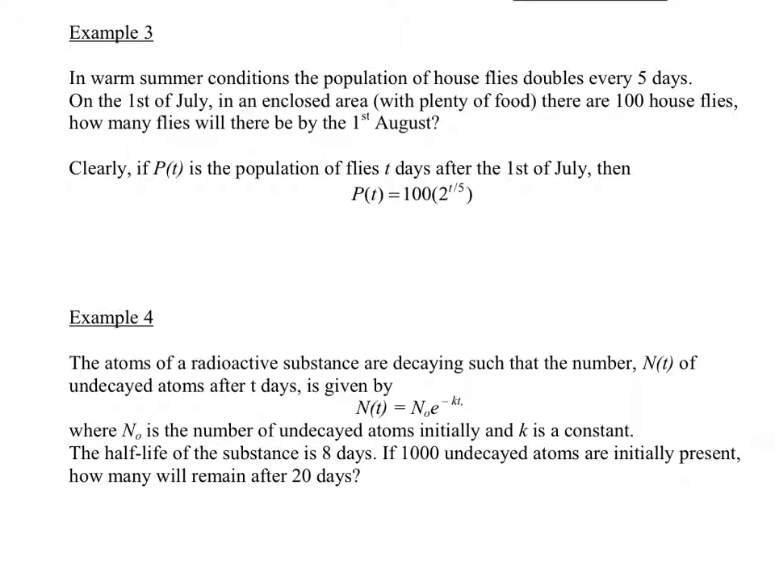In any case, July has 31 days, so you would replace the t in that equation with 31. So you'd have 100 times 2 to the power of 31 over 5, and that would give you the population of flies. They multiply rapidly in summer, so you'd have over 7,000 flies by the 1st of August. That's assuming that it continues to double all the way through July. That might not be realistic, because in reality they might run out of food, but we're assuming that it's possible for them to do that.